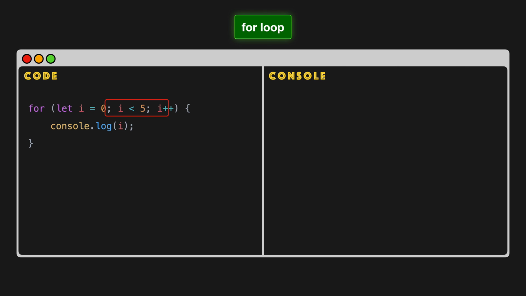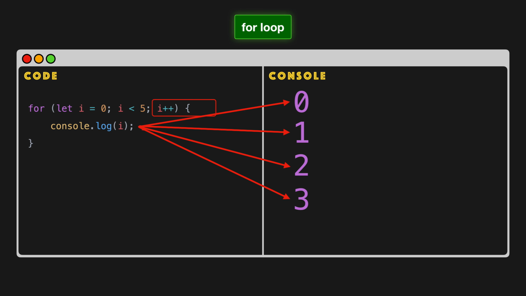Next, we have the condition, i < 5. This condition is checked every time the loop runs. As long as i is less than 5, the loop will continue running. Finally, we have the increment, i++. This is where i is increased by 1 after each loop iteration. So, when this loop runs, the variable i starts at 0 and increases by 1 in each iteration. The loop stops when i reaches 5, and we'll see 0, 1, 2, 3, and 4 printed to the console.